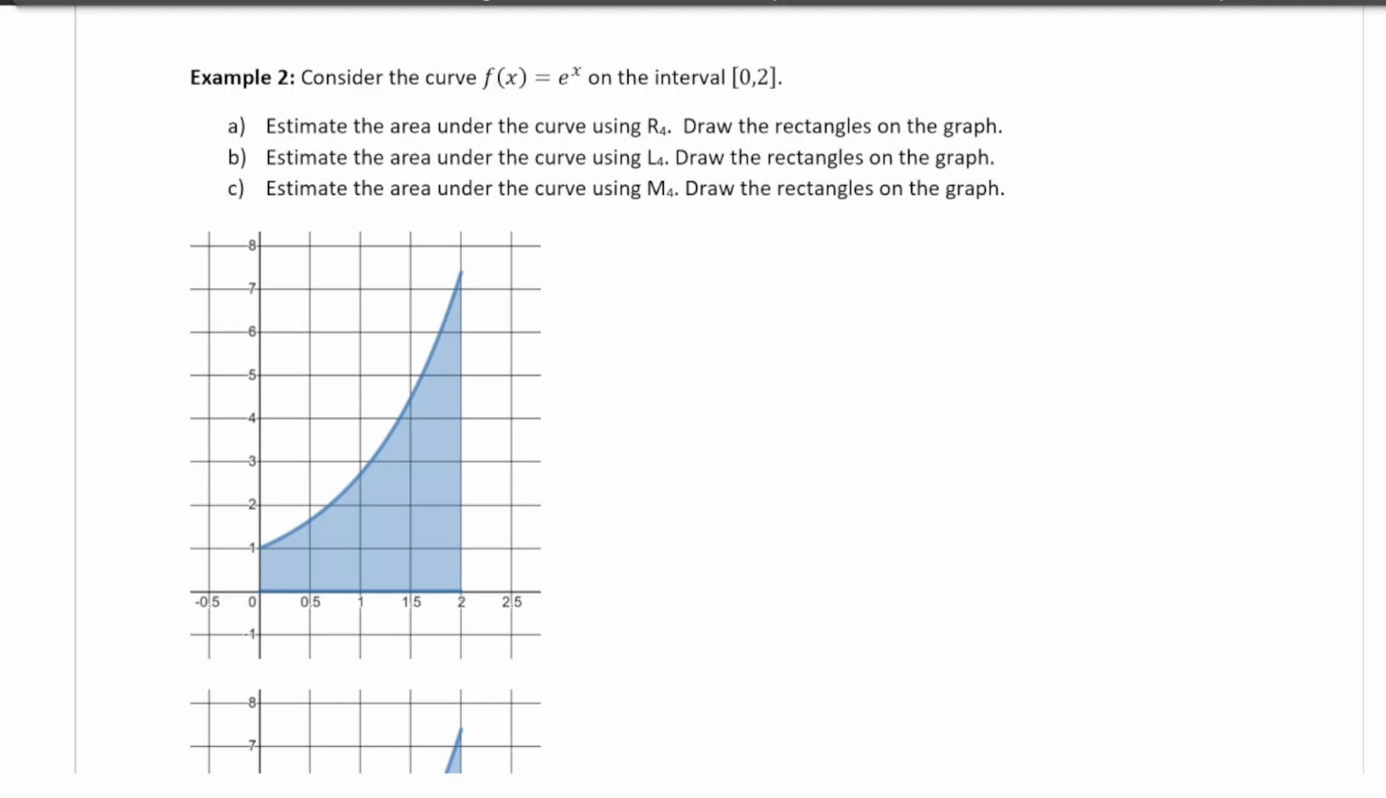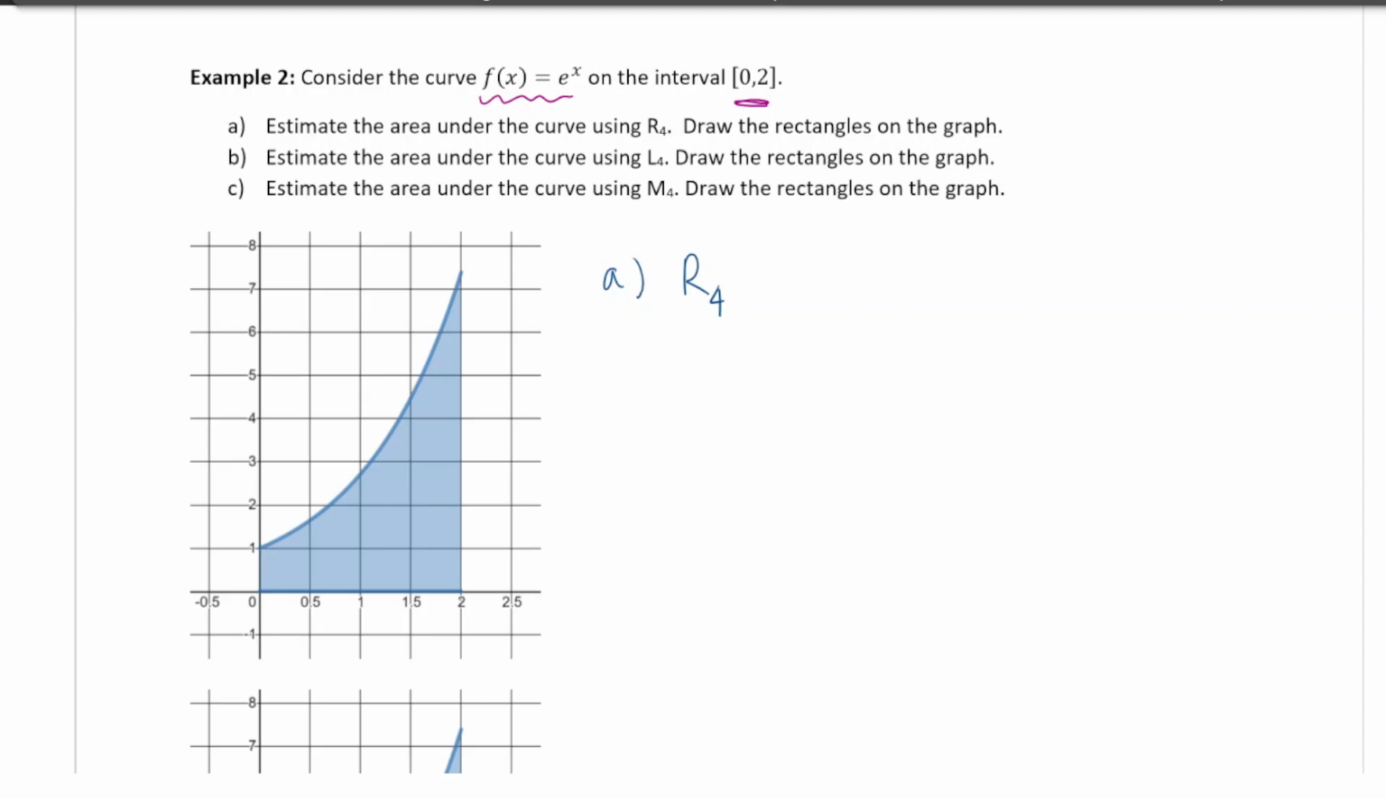Okay, so we are given a function, f of x equals e to the x, and our job is to find the area underneath the curve from 0 to 2. So I've drawn a picture of what that graph looks like here. I've used Desmos to create that. And part A says we are calculating R4. So that means we're coming from the right side, and we are going to split this into 4 intervals.